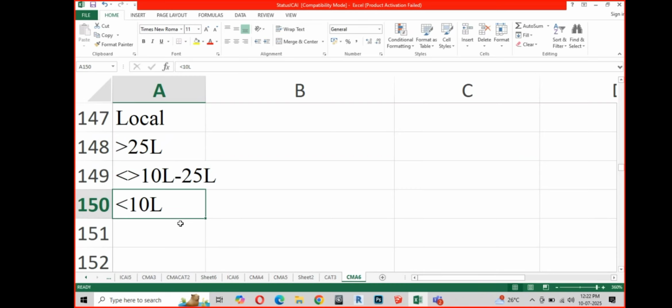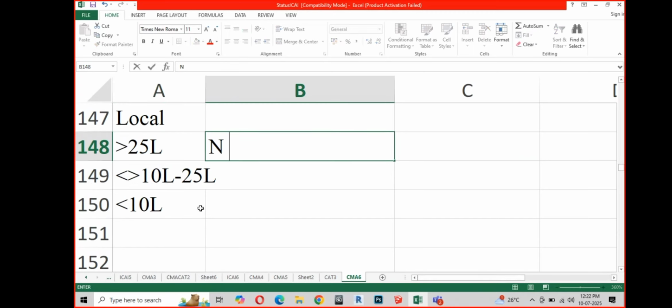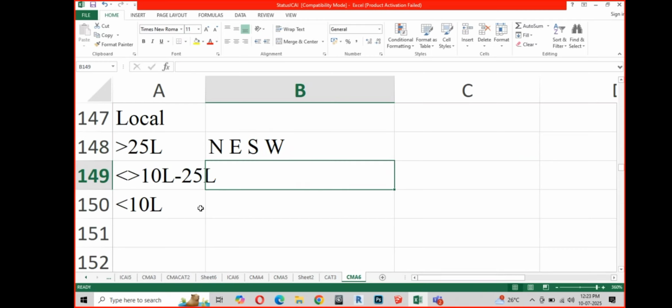So based on whatever may be your, or you can simply have your north, east, south, west. So you can classify your customers or vendors based on any of the business decisions: based on the geographical location, based on the volume of business, based on the nature of materials. So how do you classify them? Basically, you can classify them through account groups.